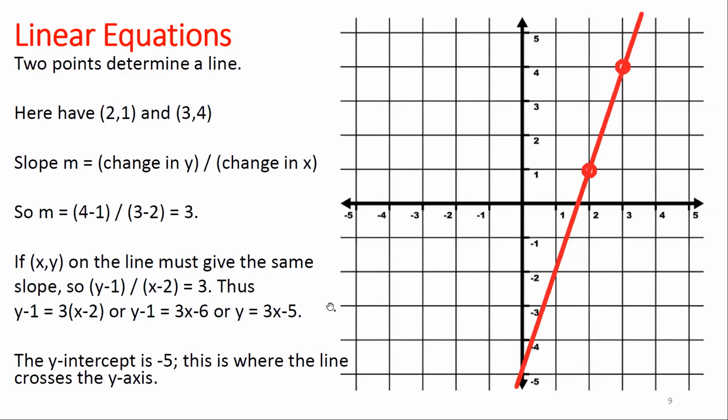And so we see that here the y-intercept is negative 5, and this is where the line crosses the y-axis, and the slope is 3. We see this is a really nice way to write equations of lines. These give us a lot of information.